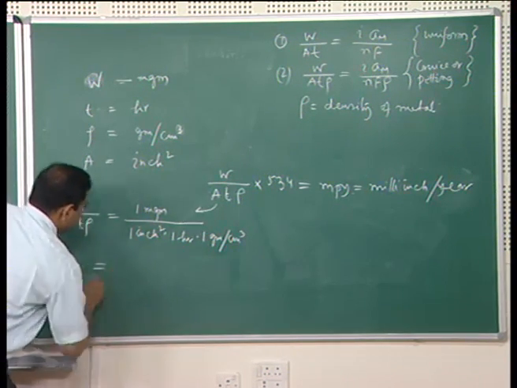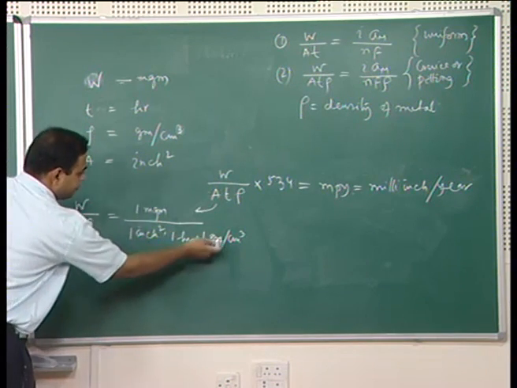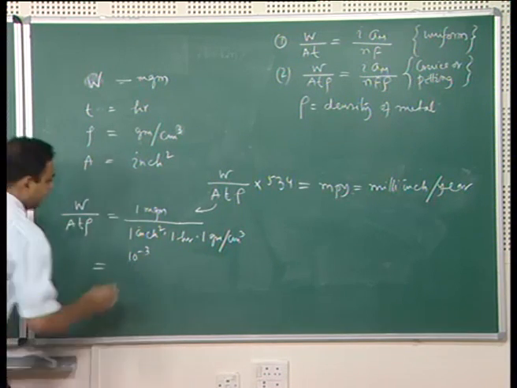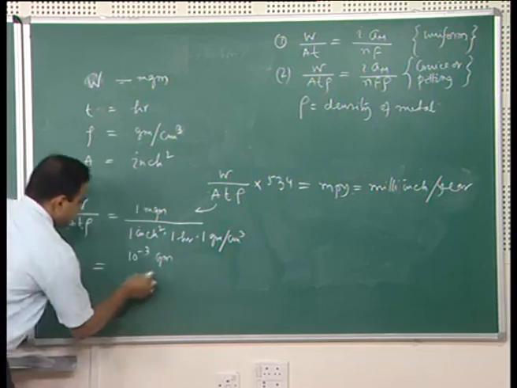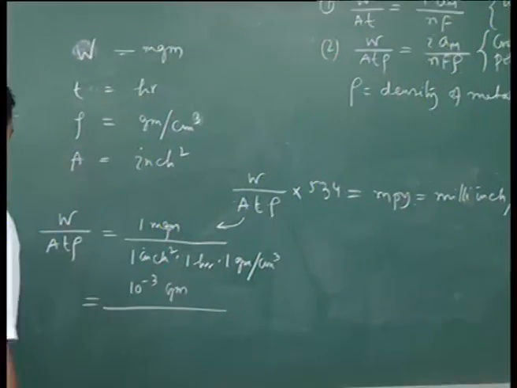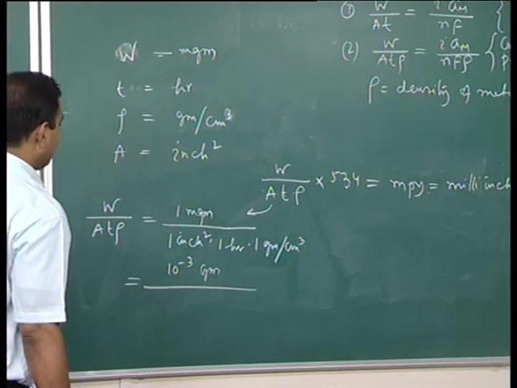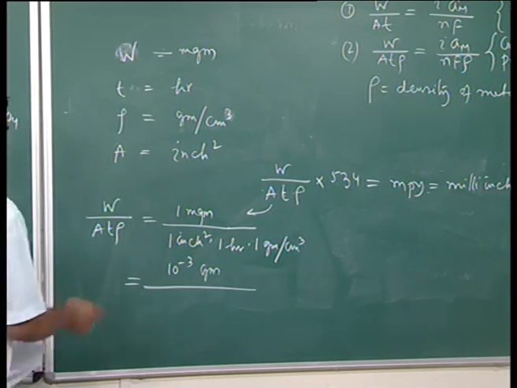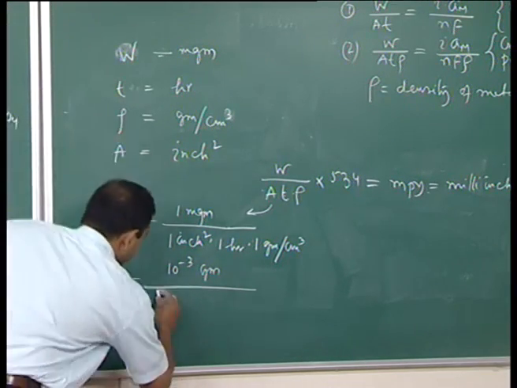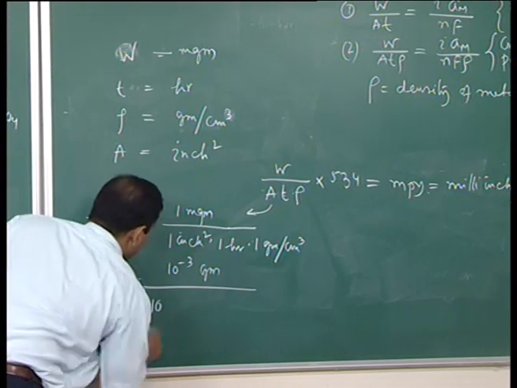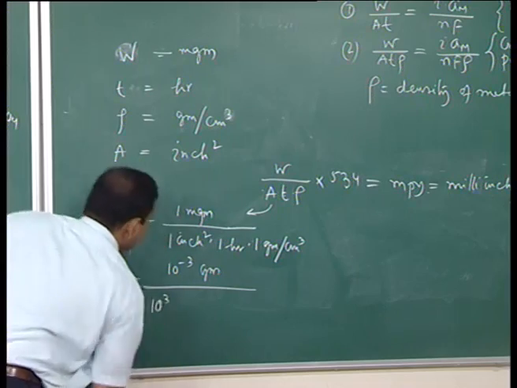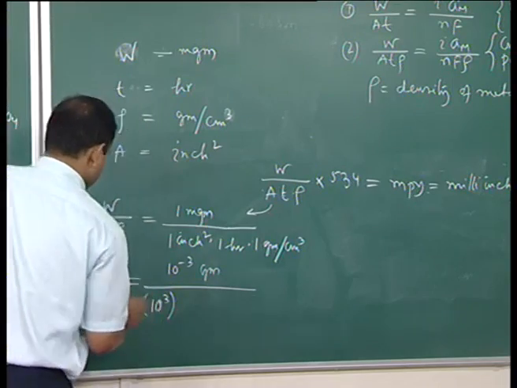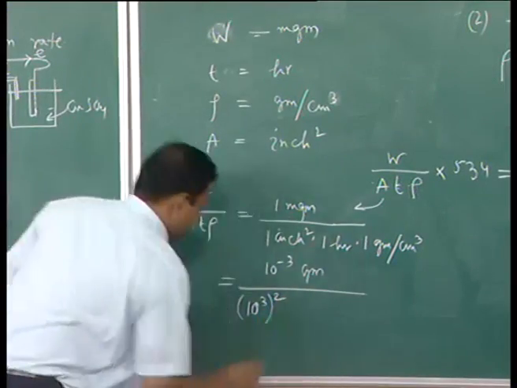Now, I just convert into gram, so that gram can get cancelled. So, this would be equal to 10 to the power minus 3 gram divided by 1 inch square. Let me put it in the form of milli-inch. So, if we take it in the form of milli-inch, it would be 10 to the power 3, 10 to the power 3 square.